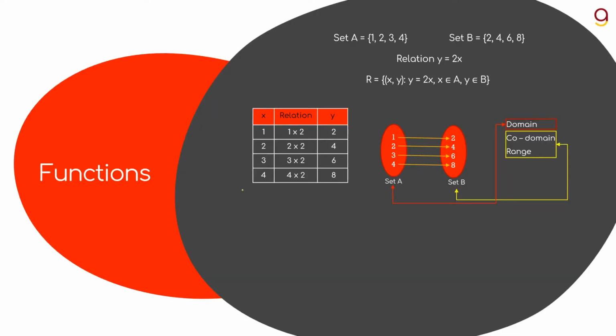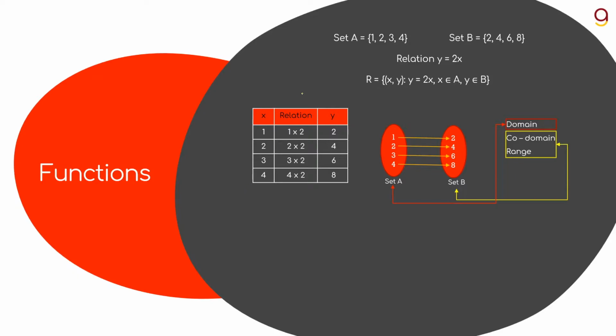We have already seen that a function is a special relation. In mathematics, a relation f from a set A to a set B is said to be a function if every element of set A has one and only one image in set B.